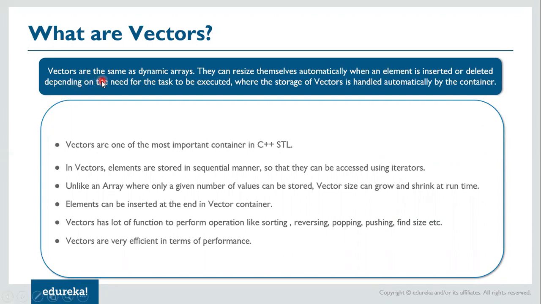So vectors are the same as dynamic arrays. Dynamic means which can resize itself, right? So they can resize themselves automatically when an element is inserted or deleted depending on the need for the task to be executed, where the storage of vector is handled automatically by the container.